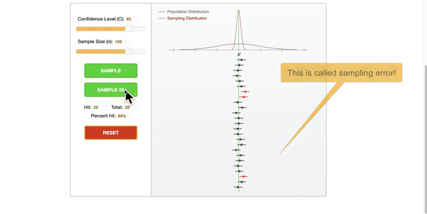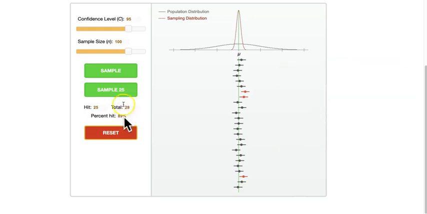Let's keep increasing our samples and see what happens to that. Yeah, you see I only have one confidence interval that did not capture that population mean. Let's keep going. Yeah, so as I keep increasing, I don't have that many missing confidence intervals that are not capturing that population mean.